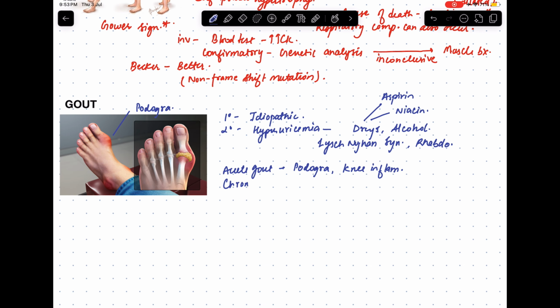Then when we are talking about chronic gout, mostly it can cause tophaceous gout, that is tophi. Also renal manifestations can be seen like nephrolithiasis or nephropathy. So these are the features that are present in chronic gout.